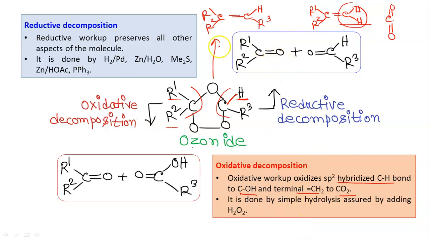On the left hand side, we get a ketone, but on the right hand side, as there is hydrogen, we get an aldehyde. So from the structure of the alkene, we can easily predict what type of compounds we will get after reductive decomposition and after oxidative decomposition. Reductive decomposition preserves all other aspects of the compounds, and it is done by different reagents that are mentioned here. Oxidative decomposition is mainly done by hydrolysis, by adding H2O.